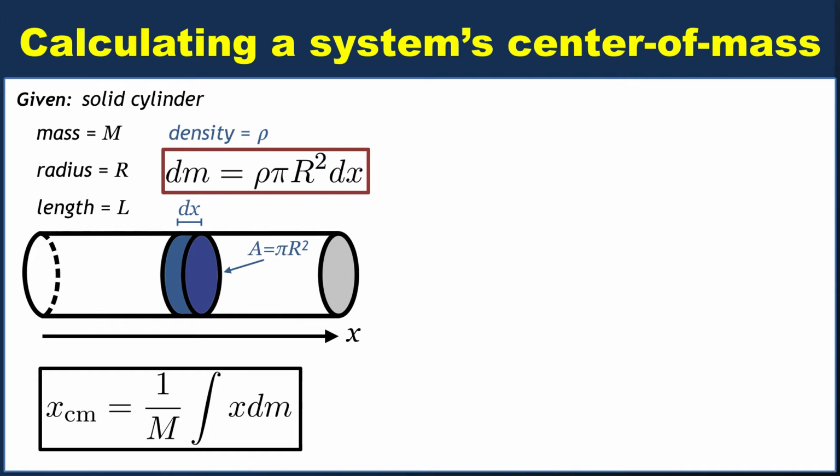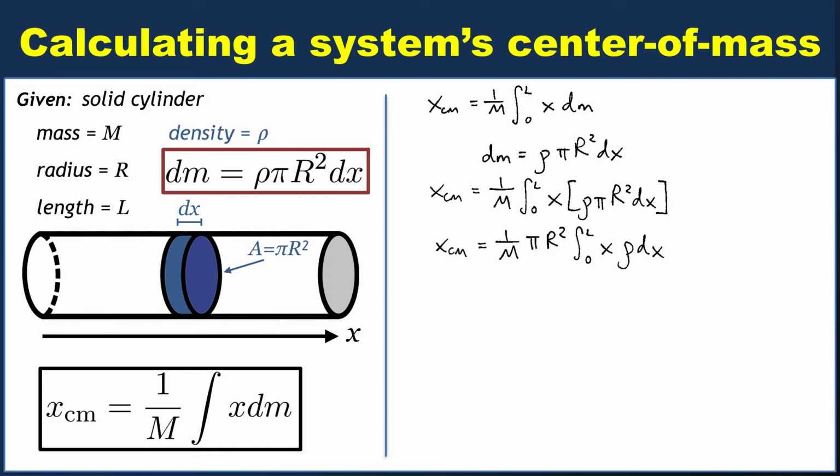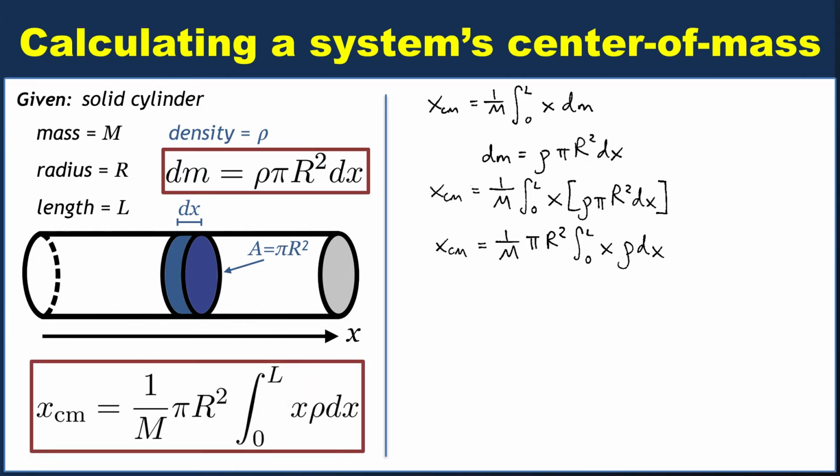Alright, let's do some sample problems to convince you that this works. So first, let's start with the expression for the x position of the center of mass. And we have our expression for dm, so let's just substitute that in. And now we can pull out everything that we know to be constant. Pi r squared is certainly constant. The cylinder's not changing radius, pi never changes. So now we have this expression, and this is a useful enough general expression for a solid cylinder that I'm actually going to put that over on the left and highlight it in red.